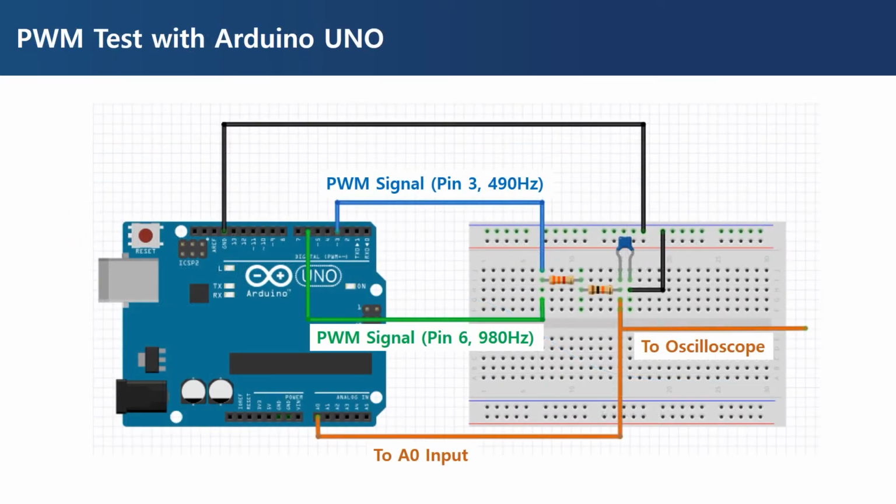This is the test configuration for testing the RC filter. The RC filter is connected to the breadboard. The output of the RC filter is connected to an oscilloscope for the time and frequency domain analysis. And for a linearity check, I connected the output to the A0 pin, the ADC input. The PWM signal will be connected from pin 3 or pin 6 of Arduino Uno, respectively, for comparing the results.